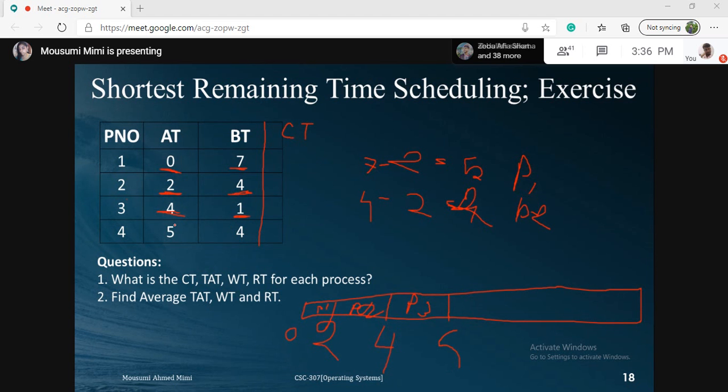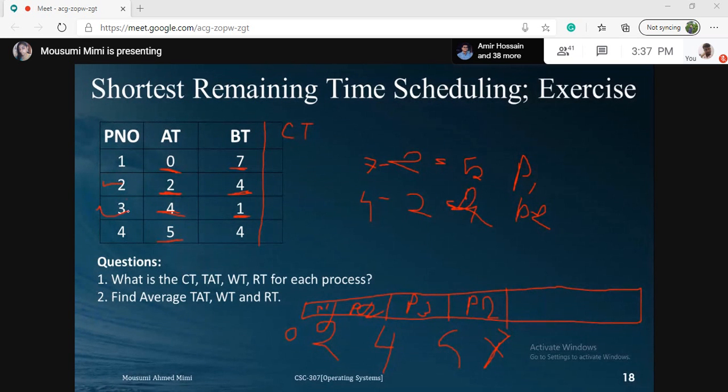Now within 5 seconds, you see another process has come, that is my process 4. When this process comes, look at the burst times. This process's burst time is 4. Process 2's remaining burst time is 2. Process 1's remaining burst time is 5. Now which is the smallest? Process 2. So now I will place my process 2. So 2 plus 5 equal to 7. So process 2 is also done.